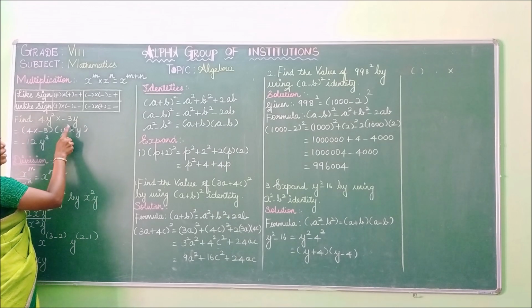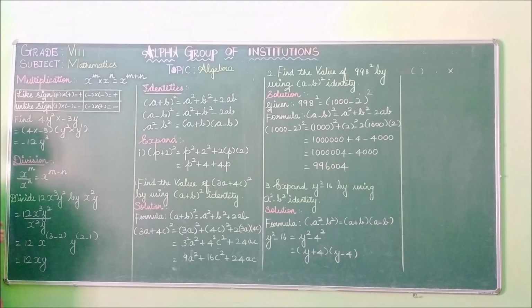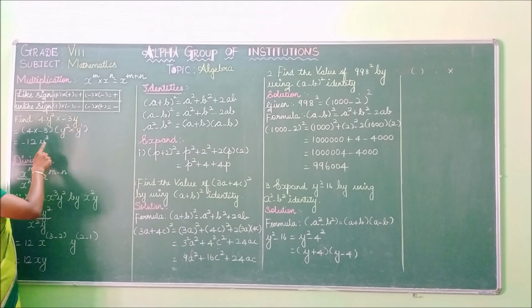So add the power. Here we have 2, here we have 1. So you have to add both the values. So 2 plus 1 is nothing but 3.